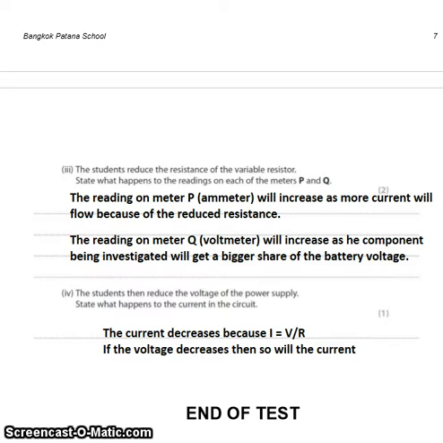But particularly for a resistor, if you remember, we said that a resistor obeys Ohm's law, and for anything that obeys Ohm's law, if you double the voltage, you double the current. So if you reduce the voltage, you're also going to reduce the current.